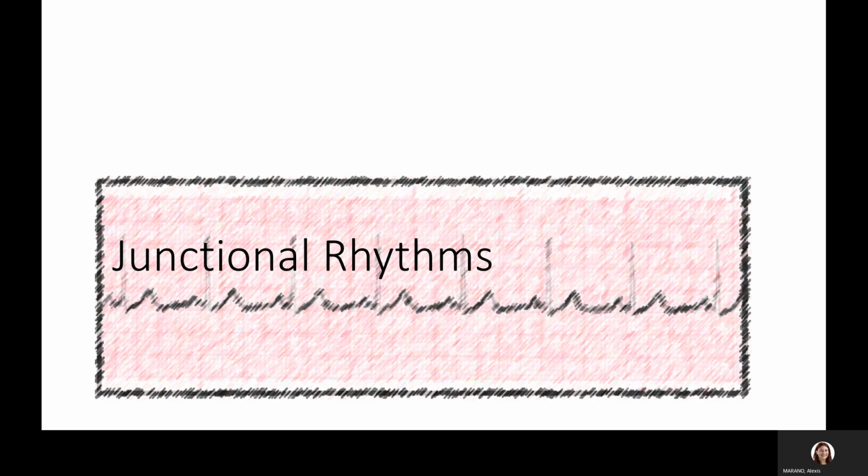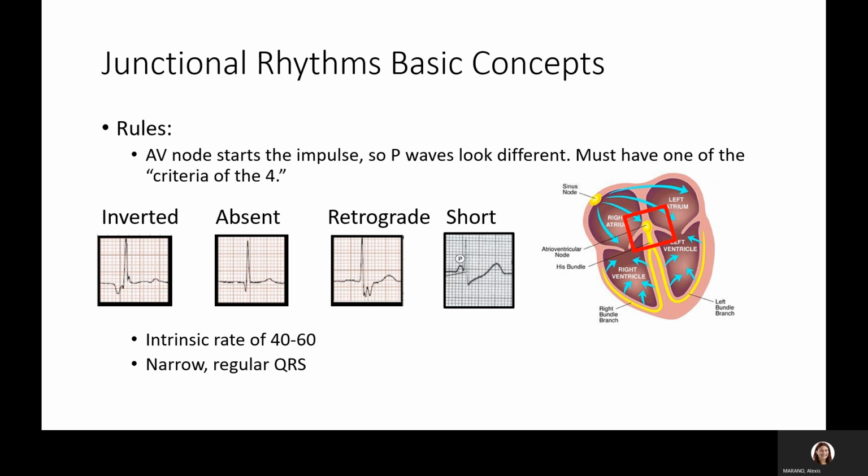The next section we're going to talk about is junctional rhythms. Junctional rhythms all have electricity starting at the junction, so it's going to look a little bit different. In order for it to be considered junctional, it has to have a narrow QRS, and the P wave has to present one of these four ways. It has to be either inverted, absent, retrograde, meaning after the QRS complex, or a short PRI. And what I mean by short is it's going to be less than 0.12, which we consider to be normal.